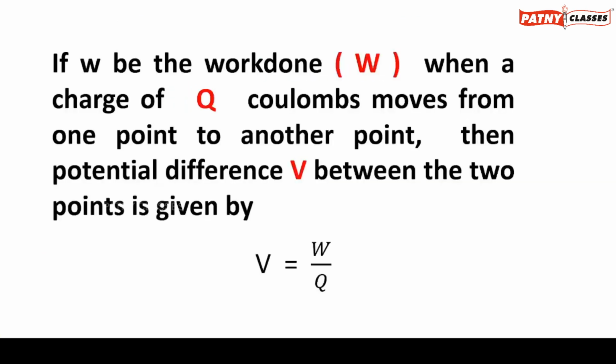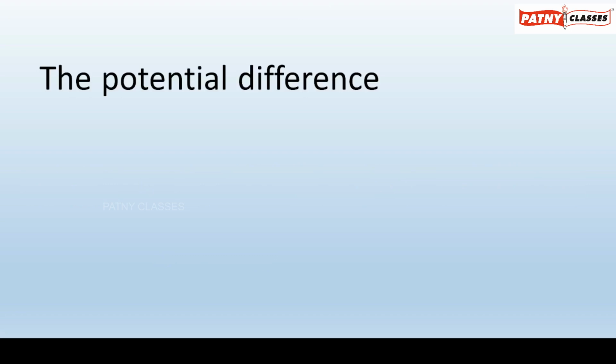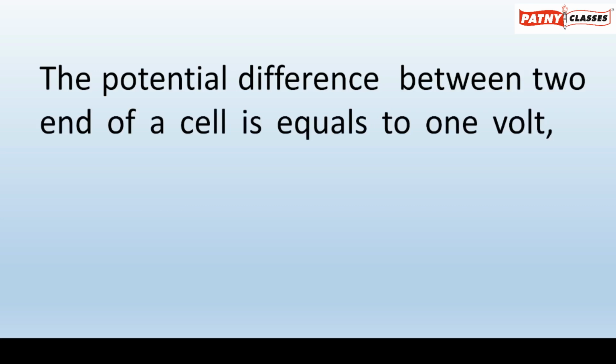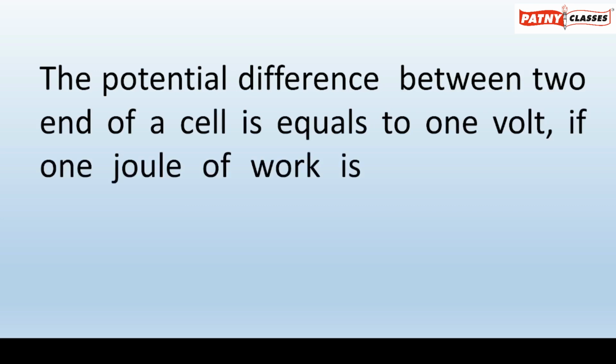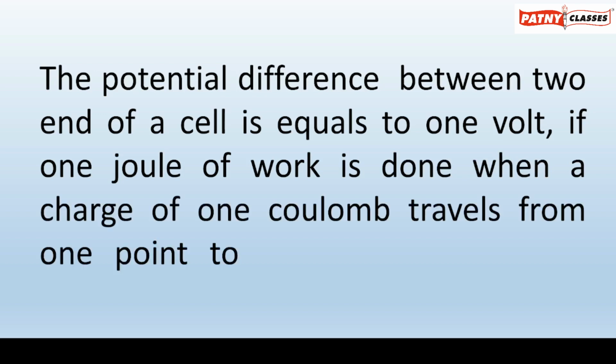If W is the work done when a charge of q coulombs moves from one point to another point, then the potential difference between the 2 points is given by V equals W divided by Q. That is, voltage equals work done per coulomb of charge. The potential difference between two ends of a cell is equal to 1 volt if 1 joule of work is done when a charge of 1 coulomb travels from one point to another point in a closed circuit.